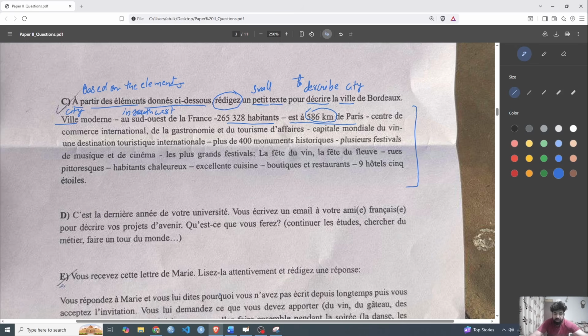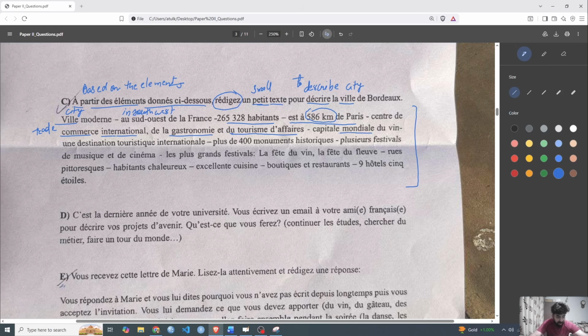Then it says "centre de commerce international." So basically, center of international trade. It is saying so. Commerce international means international, and commerce is trade basically. So it is situated there. And then it says "de la gastronomie." So basically, it talks about gastronomy and "du tourisme d'affaires." So tourism and basically affaires is business. So business tourism. Okay. So this city is famous for business tourism.